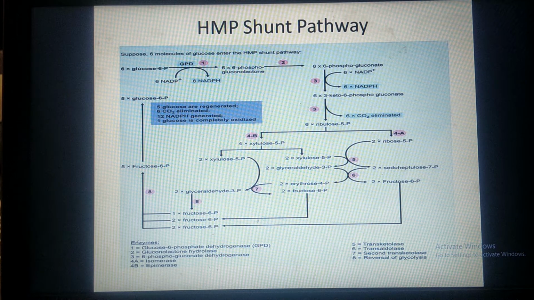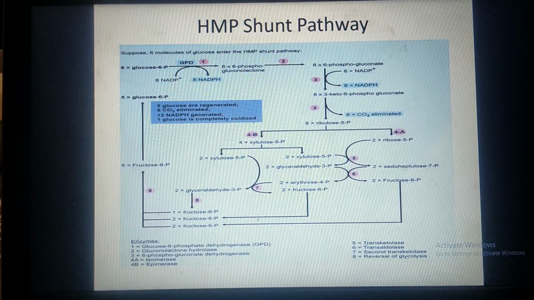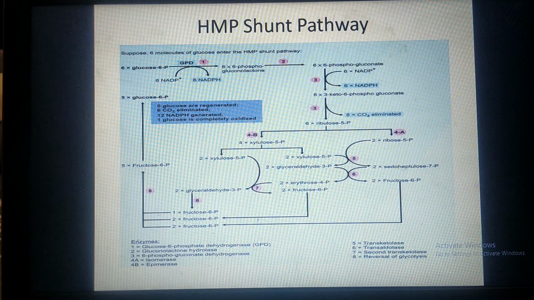Here there is a net loss of 6 carbon, and these 6 carbon atoms are lost in the form of carbon dioxide in the third step, which is called the oxidative decarboxylation step, where the enzyme is 6-phosphogluconate dehydrogenase. Therefore 1 fructose 6-phosphate is less. In the exam you can write down this pathway or you can write down this pathway.